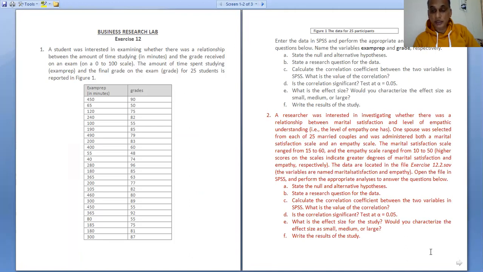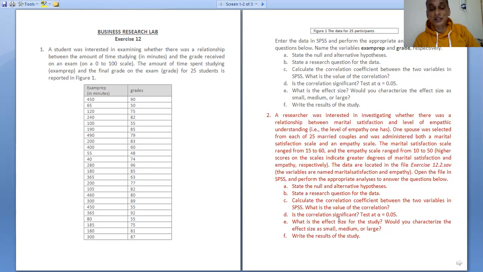So the C part of the question here is: calculate the correlation coefficient between the two variables in SPSS. What is the value of the correlation? The answer you've just seen, the value of correlation comes to 0.558. Is the correlation significant? Of course, the correlation is quite significant. The value of R is equal to 0.558 with a significance value, or small p, equal to 0.004. And since this value is less than 0.05, we consider it to be a significant value.